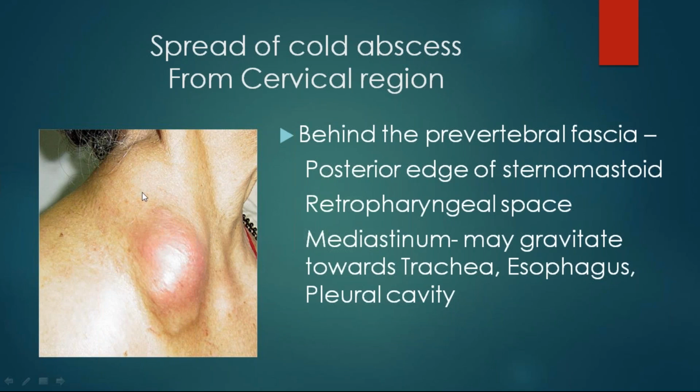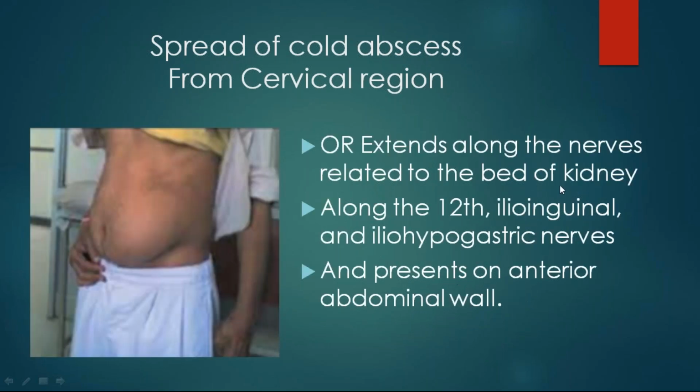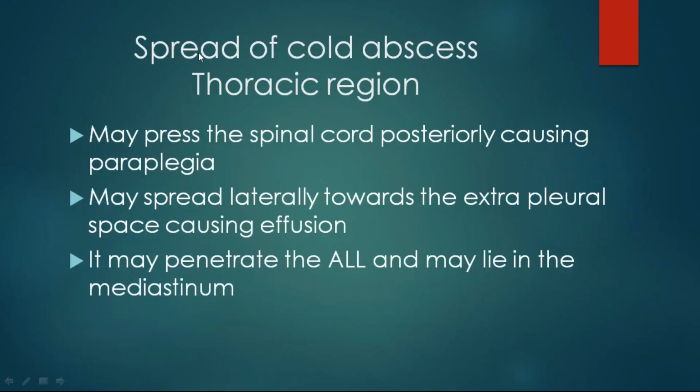esophagus, and tracheal cavity, which is the mediastinum. Okay, it may progress down, and sometimes it may go into the pleural cavity, and from there it seeps backward through the lateral arcuate ligament, quadratus lumborum, and even it may seep down to the kidneys. It may remain behind the kidneys also, or sometimes it passes forward and presents on the anterior abdominal wall. This is everything from the cervical region. From the cervical region, it may spread downwards till here.